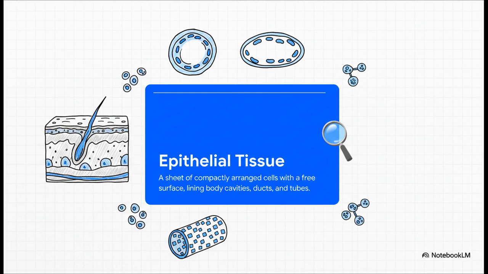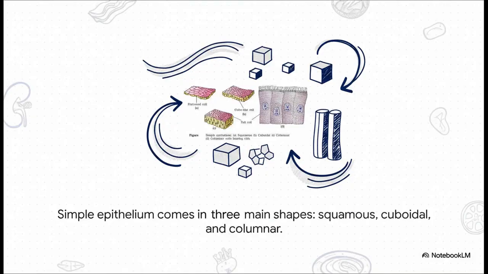And it's not just your skin. It lines all of your internal organs, all your body cavities and tubes. It's everywhere. Now here's where it gets really clever. As you can see right here, these epithelial cells come in three main shapes. You've got these flat, pancake-like ones called squamous, then these cube-shaped ones called cuboidal, and these tall, pillar-like cells called columnar. And trust me, this isn't just for looks.